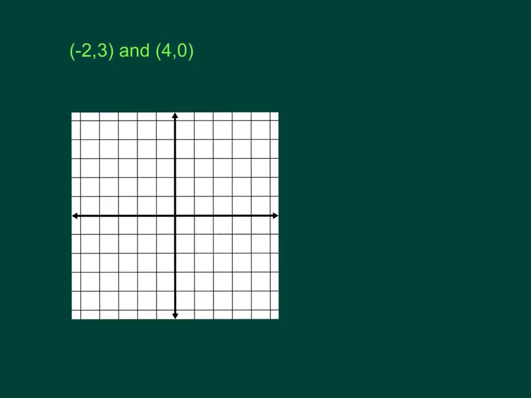Okay, the last three examples, you were just given 2 points. We're going to plot the points, make the line that connects them, and then find the slope of that line. So first, we have the point -2, 3, and then over 4, up 0. And if we connect this, we're going to find the slope of that line.